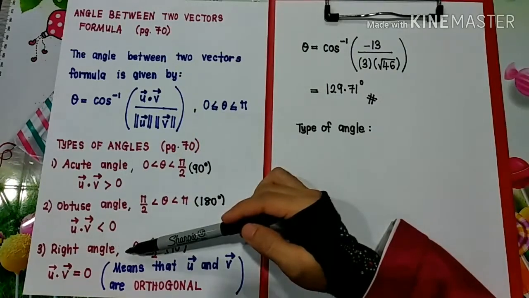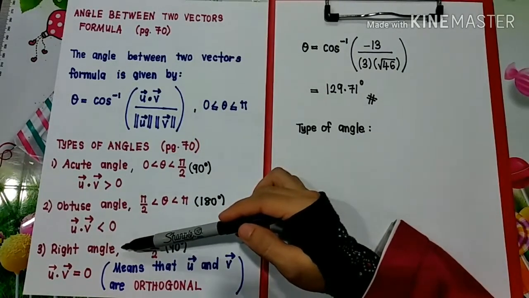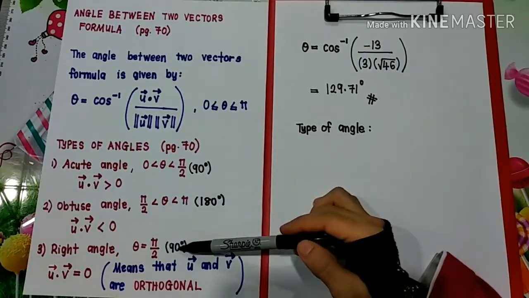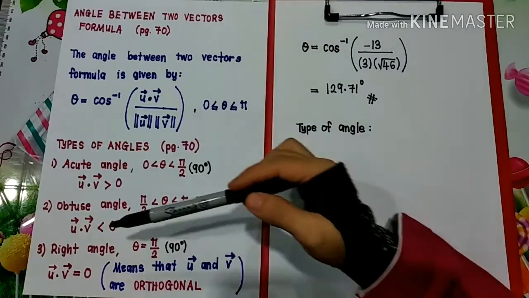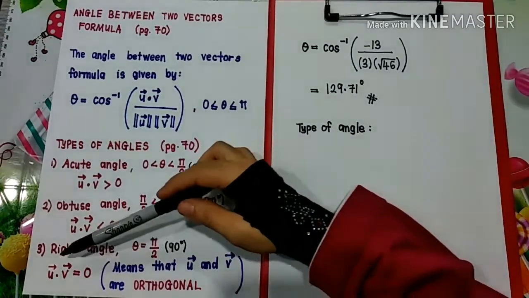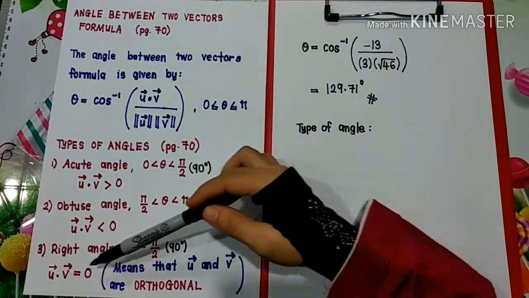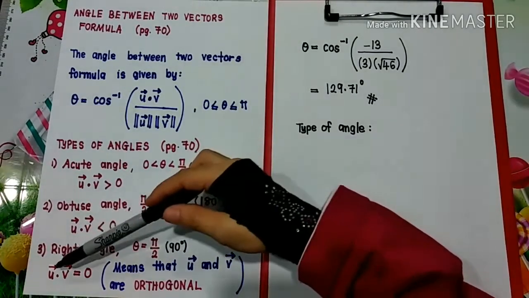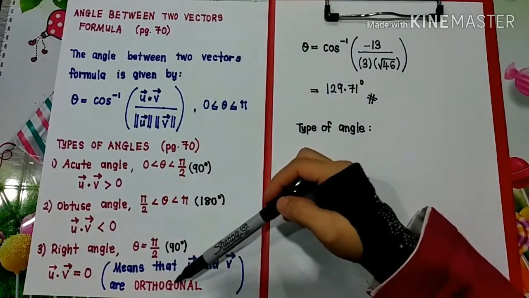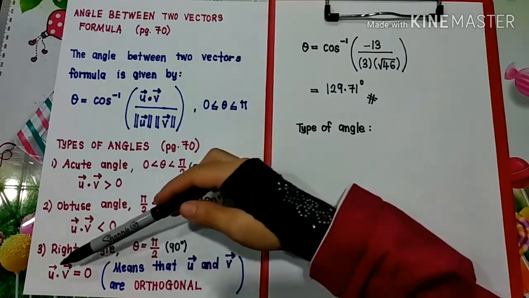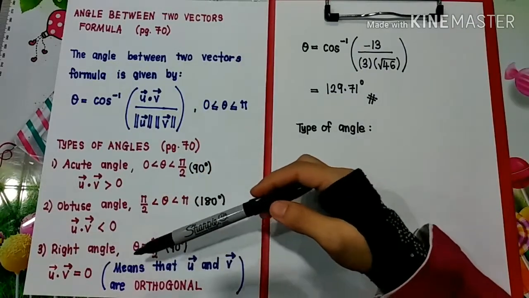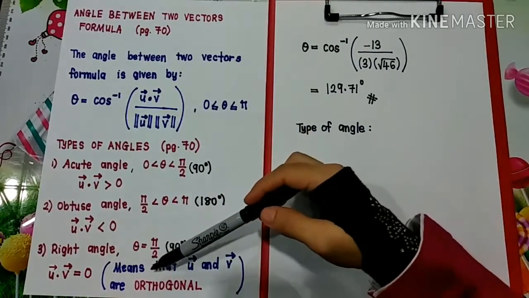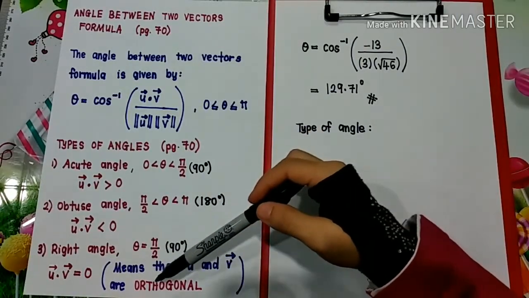The third angle is right angle. Right angle means that theta here is equal to pi over 2 or 90 degrees. Exactly 90 degrees. For this one, you dot product U dot V, you get exactly 0. So for this one, you can show that U and V here are orthogonal. If you dot product, you get 0. So for the third one here, you can use it to show whether the angle between two vectors is orthogonal or not.